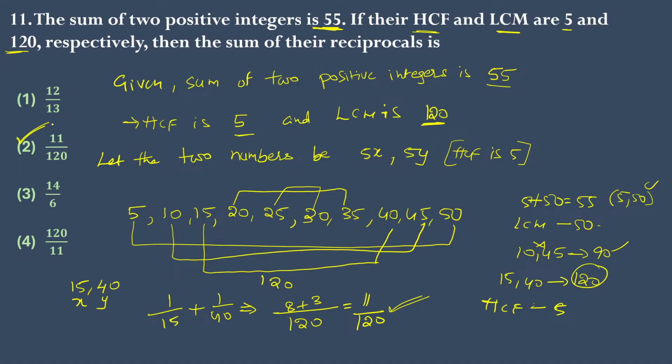The other technique is taking a into b equal to that and a plus b equal to 55, which is a very lengthy process. So by assuming that the numbers lie between 5 to 50. Right, next.